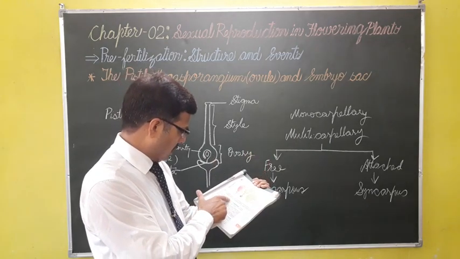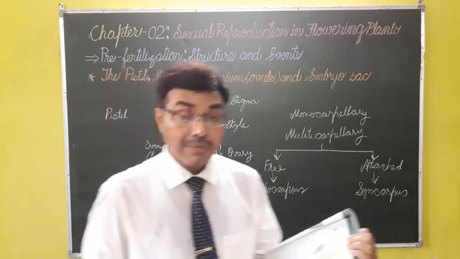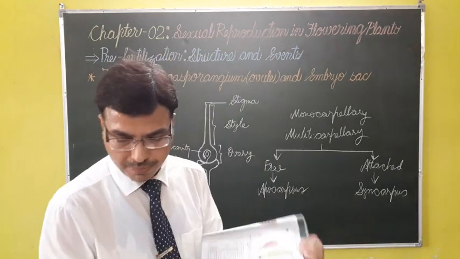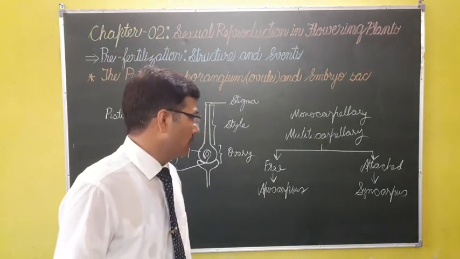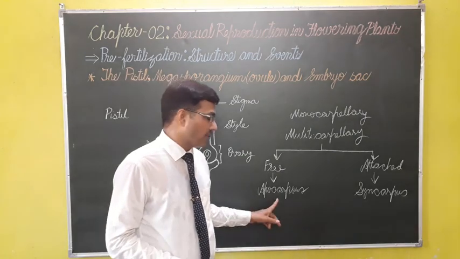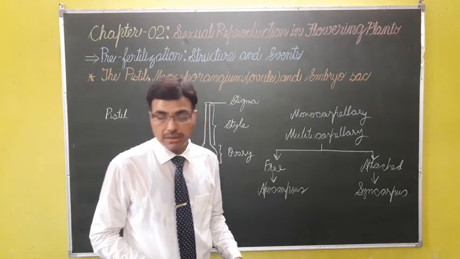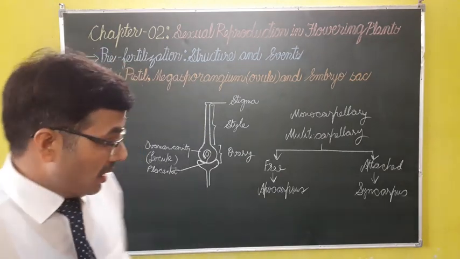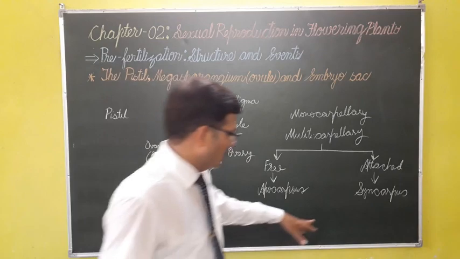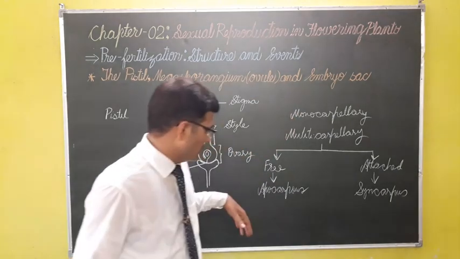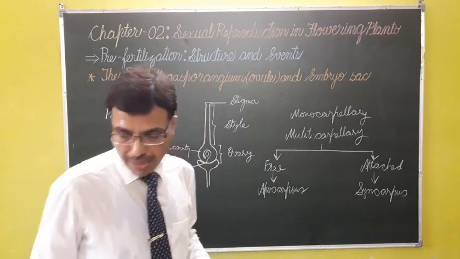Michelia is the example for this. So you are requested to learn these two examples by heart. Apocarpous condition is found in Michelia, and syncarpous condition is found in Papaver, right?